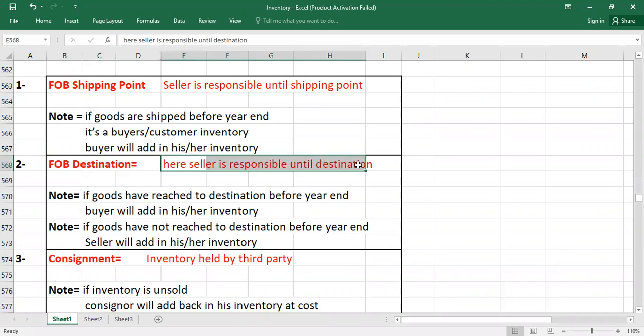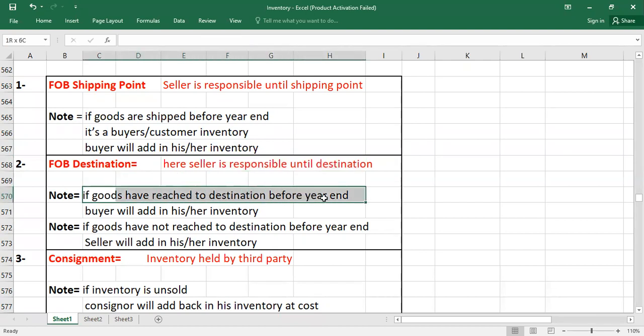For example, if the goods are in transit, maybe at the shipping dock, but it is year end, because these goods have not reached the buyer's destination, it means the seller will account for this inventory. But to make it simple, these two notes you should remember: if goods have reached the destination before year end.